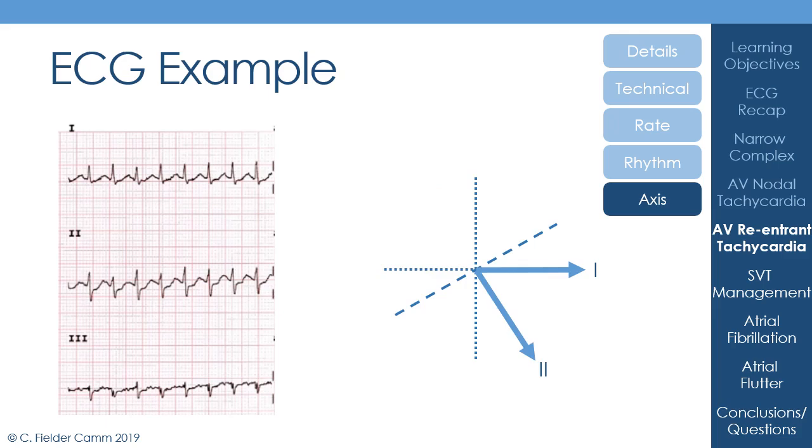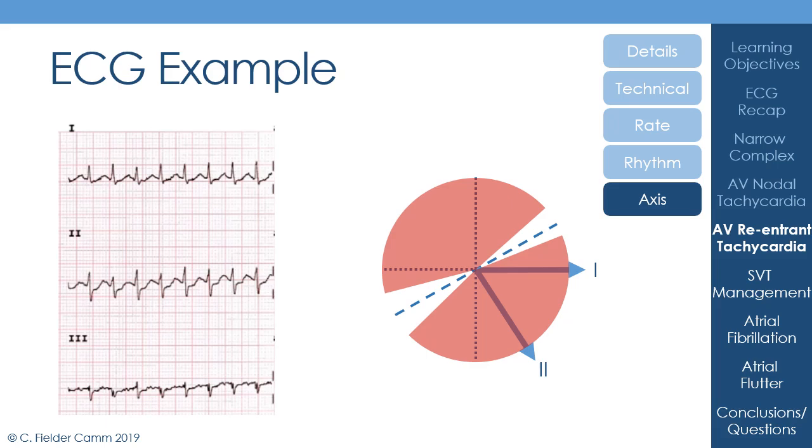Now lead 2 is a little bit more difficult in that, to my mind at least, I think those QRS complexes are pretty balanced. So yes, there's a little bit of up, but there's an equal amount of down probably. And so I don't think that we can really say it's either going towards or away from lead 2, which means it's probably going perpendicular to it.